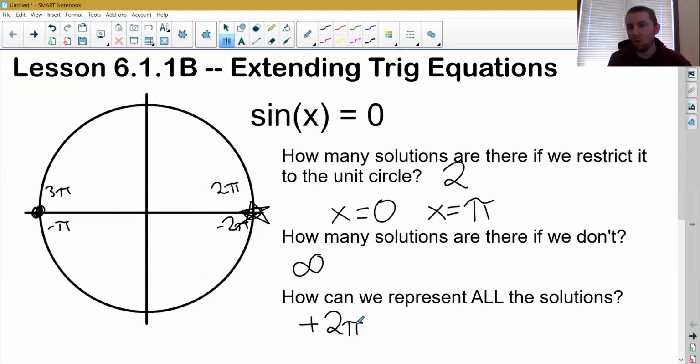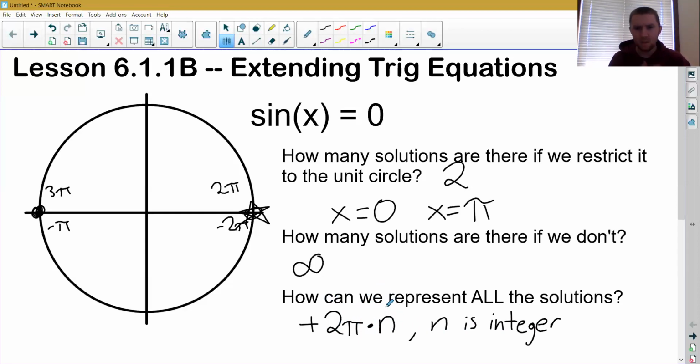So what we do to represent all of our solutions is we add 2 pi times n, and then we say n is an integer. Remember, an integer is a positive or negative whole number with no decimals. So we add 2 pi n, comma, n is an integer. That's an algebraic, mathematical way to represent going around and around the circle as many times as we want, and the n represents how many times we want to go around.